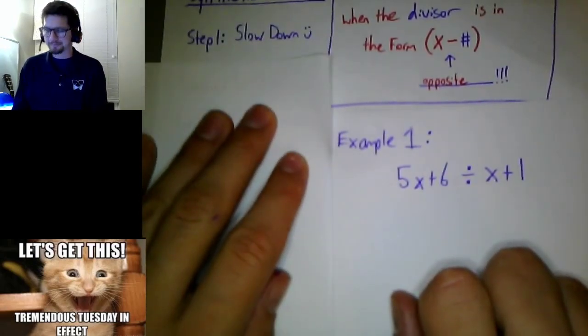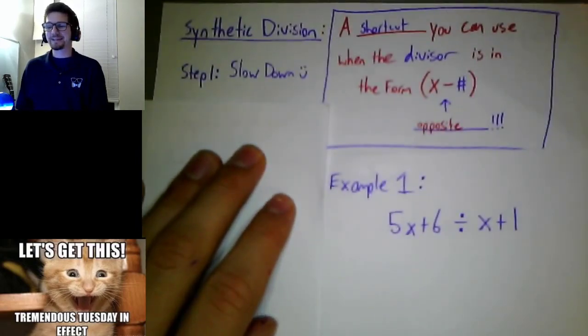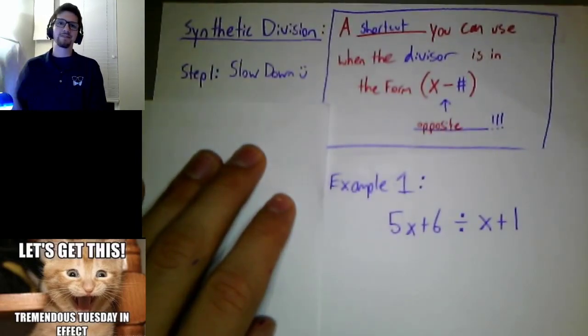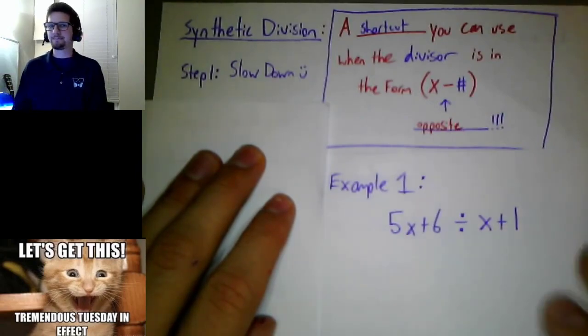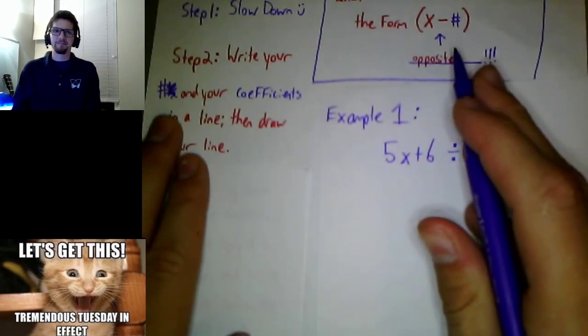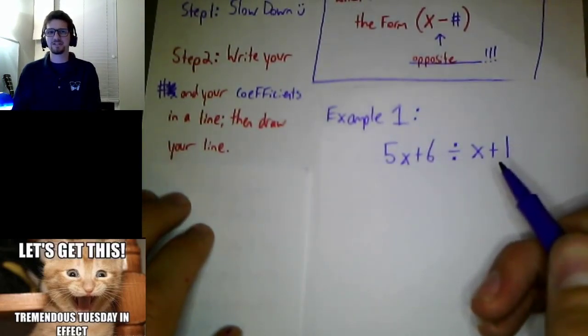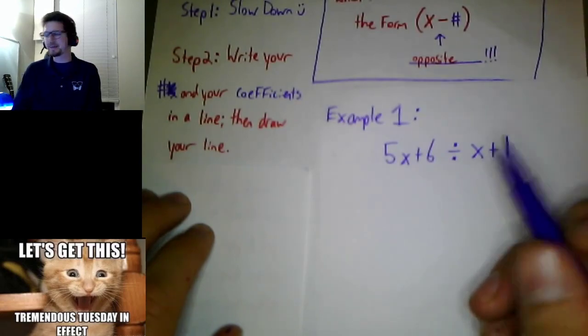So what is step 1? Step 1 is to slow down. Synthetic division is pretty easy to make a mistake. If you're slow and methodical, you'll always get it right every time. So step 1, slow down. Step number 2, write your number and your coefficients in a line, and then draw your line. What the heck does that mean?